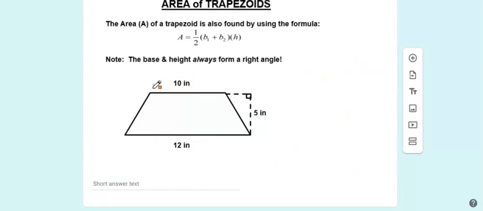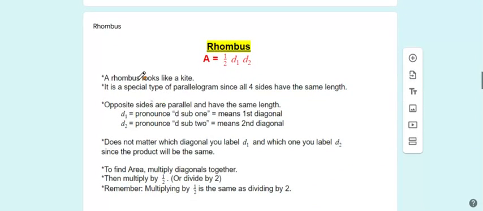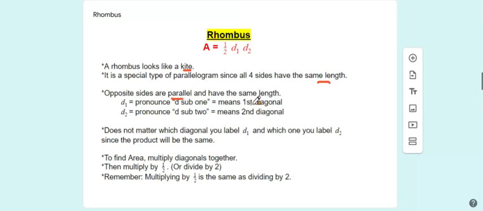Okay, so we got parallelogram, we got trapezoid. Third shape is a rhombus. A rhombus looks like a kite. It is a special type of parallelogram since all four sides have the same length. Opposite sides are parallel and have same length, and we use D sub 1 to represent the first diagonal and D sub 2 to represent the second diagonal.